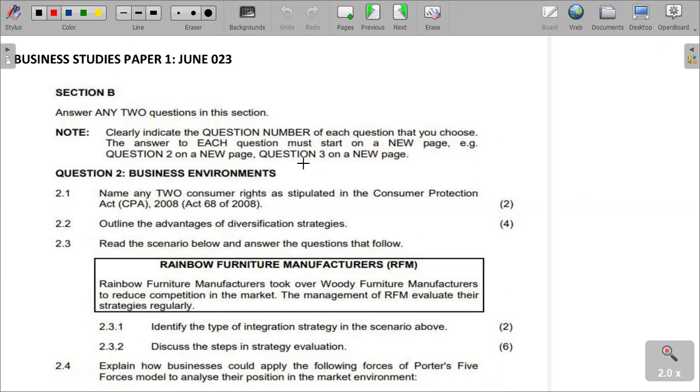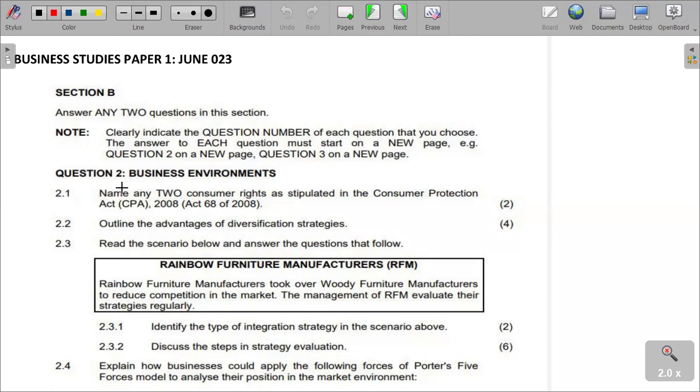If you are going to answer question 2, obviously indicate question 2, question 3, indicate question 3. Whatever question that you choose, you need to indicate it. The answer to each question must start on a new page. Obviously, when you start question 2, you have to start not inside the page, but on top where the page begins. Then you can go on with each question like that.